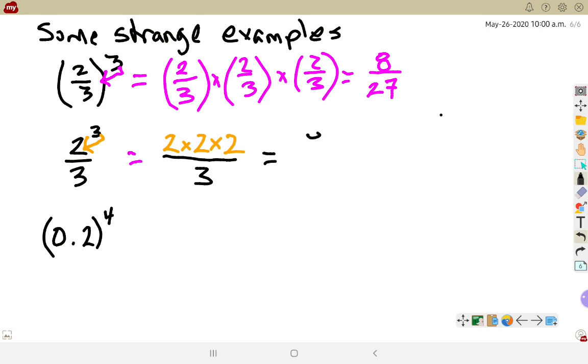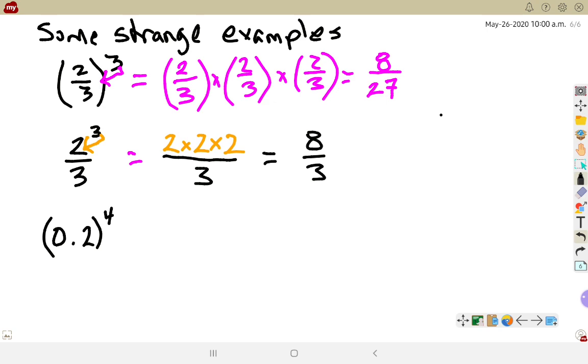So this would become 8/3. Okay, so it's all about what the exponent is touching directly. When it touches that set of brackets, everything in the brackets gets repeated. Otherwise, it's just the number it is touching only.